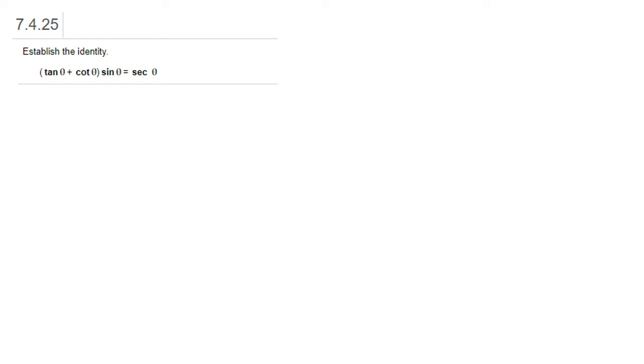So we're going to begin with one side of the expression, tan of theta plus cotan of theta times the sine of theta. And we're going to do a bunch of allowable steps, and at the end we should have just a secant of theta.